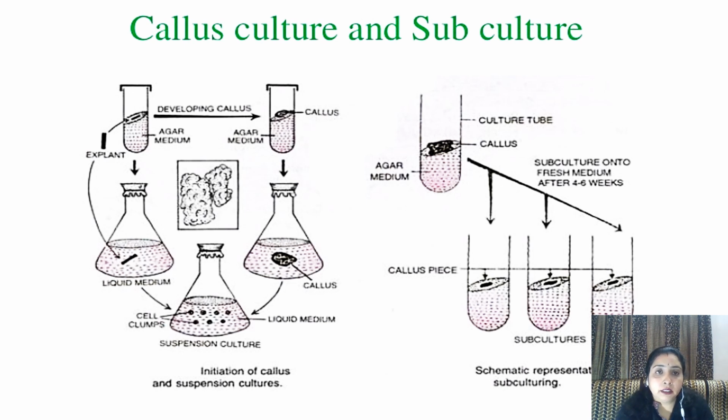Here, this diagram shows callus culture and subculture stages. Explant placed in a media containing agar. This shows development of callus. This callus is shaken and form cell lumps and suspension culture. And when it is subcultured, the small part of this callus is taken out and transferred to different test tube, and this will again develop into a callus and form a new plantlet. This is known as subculture stage.